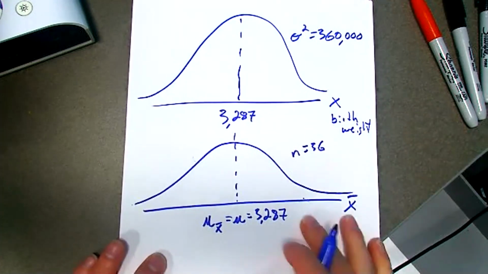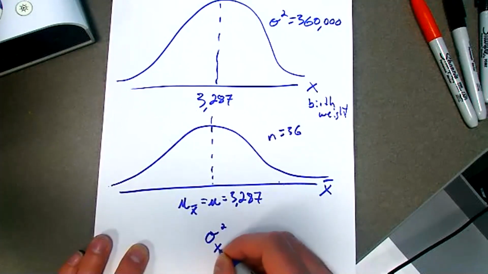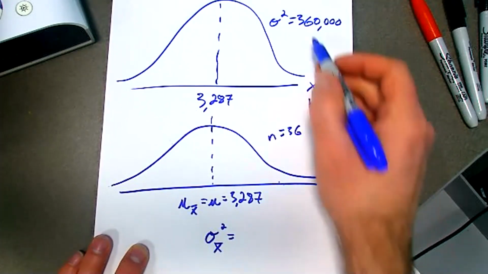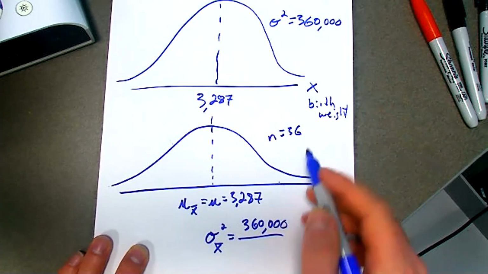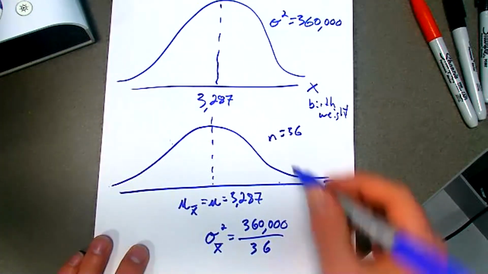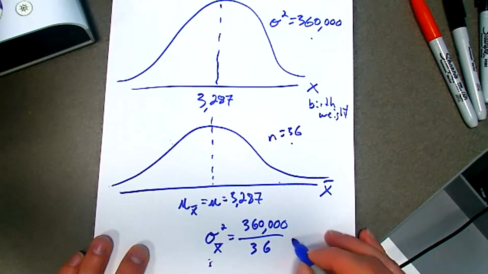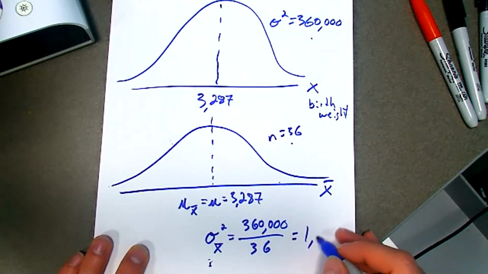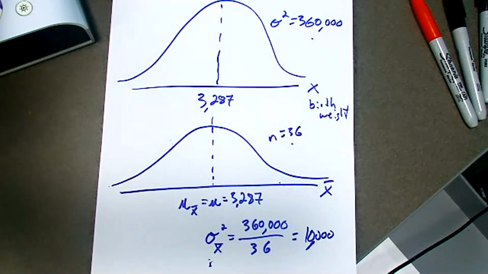Right? There we go. The variance of those sample means is just going to be whatever the original variance is divided by my sample size. So the original variance divided by my sample size gives me the variance of my sample means, which here is, I think, about 10,000. Okay. Any questions on that?